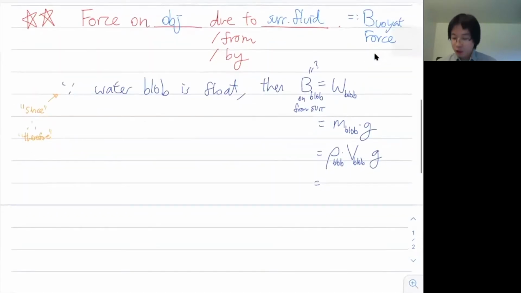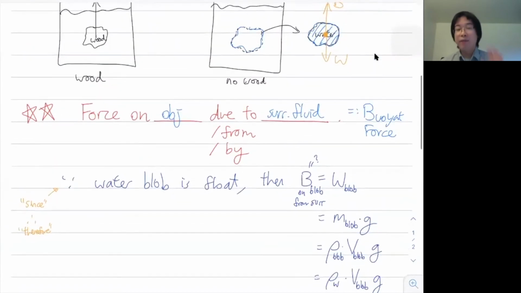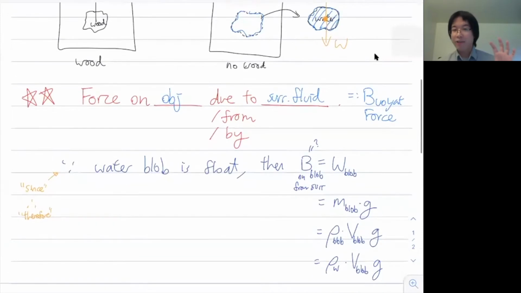What's the density? The density of the blob is basically the density of the water. And the volume is the volume of that blob. I'll just keep it as that, times gravity. So that's the first of the two parts of the argument.